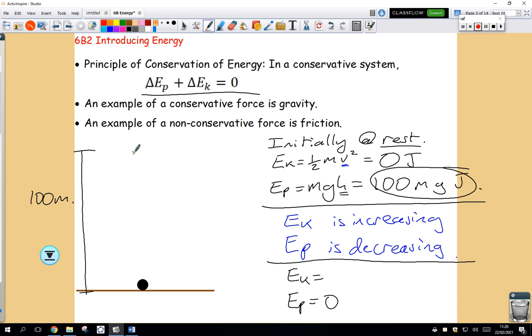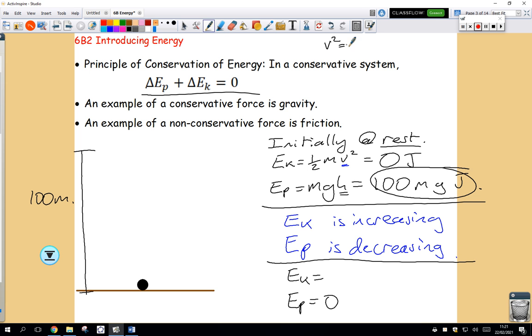What would its speed be as it hits the ground? Well, we know v equals u plus at. We said u was equal to 0. Initially it was at rest, so v is just going to equal at. a is equal to g. In fact, a better equation to use here might be v squared equals u squared plus 2as. I'll use that equation instead.